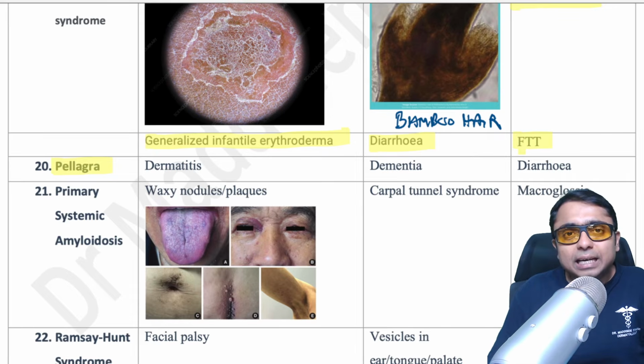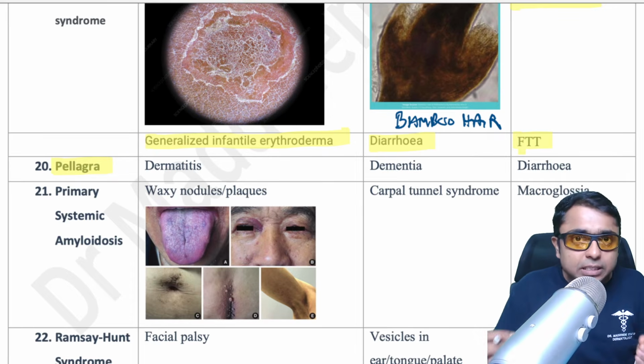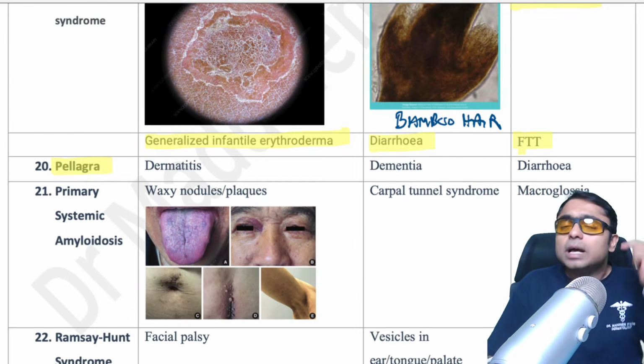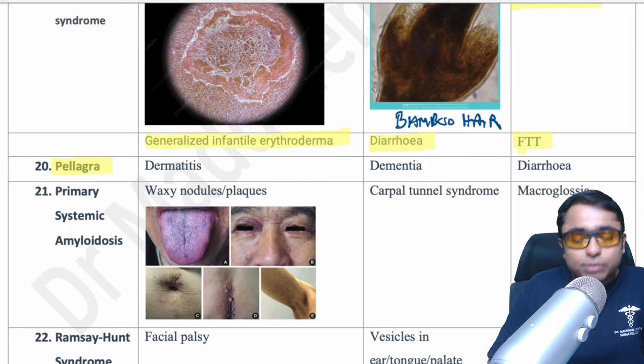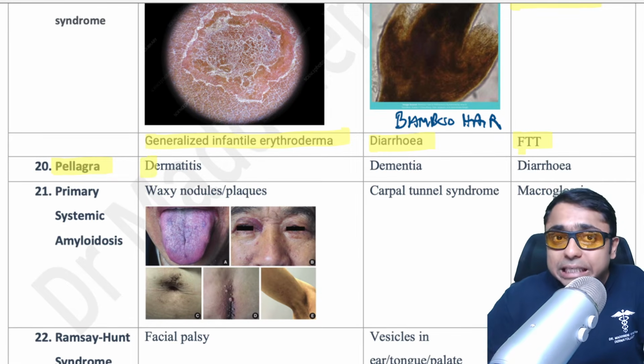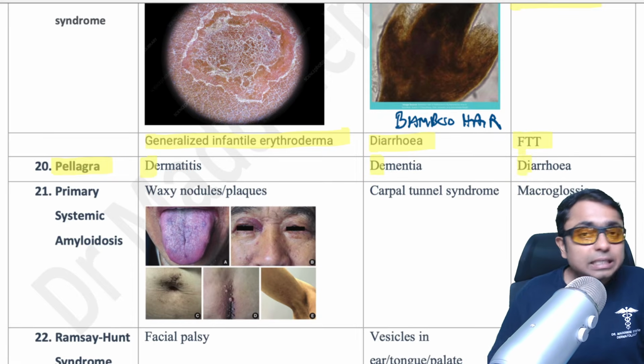Next is pellagra. This is very, very important, and I hope all of you know the vitamin deficiency associated with pellagra. If you know, put it in the comment section. What is the triad we are going to see? Three Ds will be seen. The first D is dermatitis, which is predominantly seen in the photo-exposed areas. Next is dementia, and the third one is diarrhea.